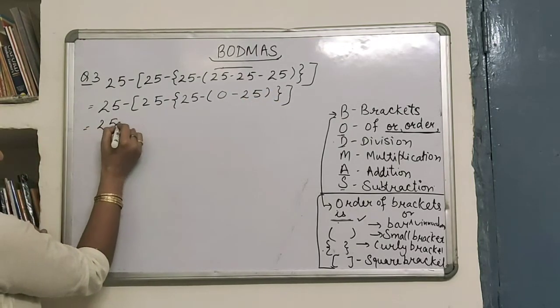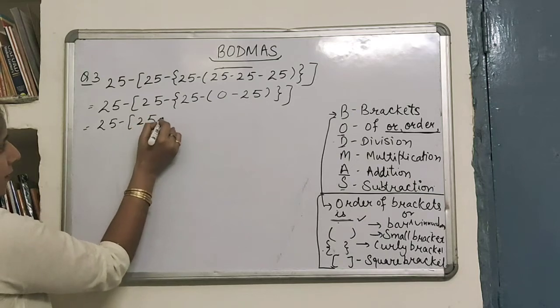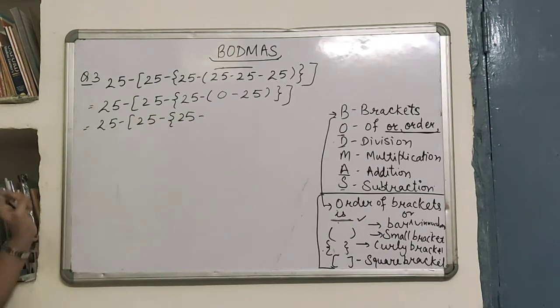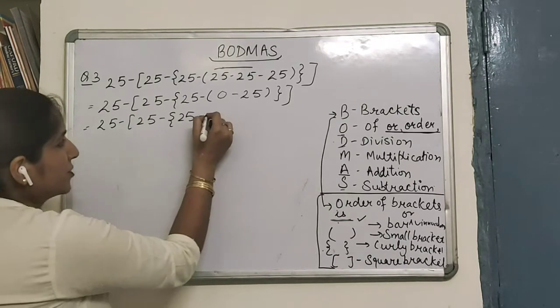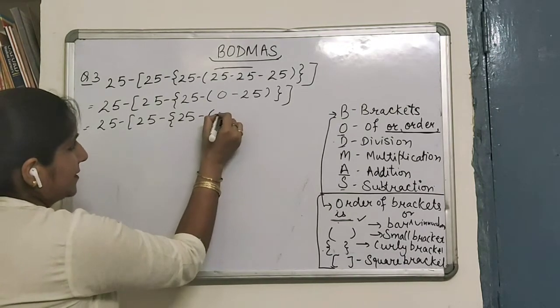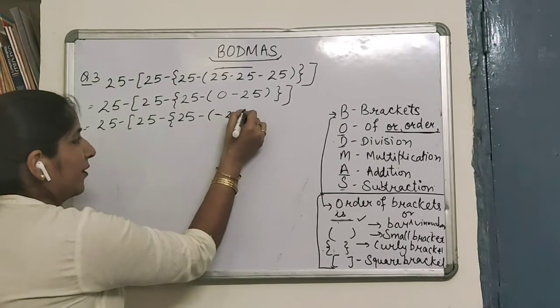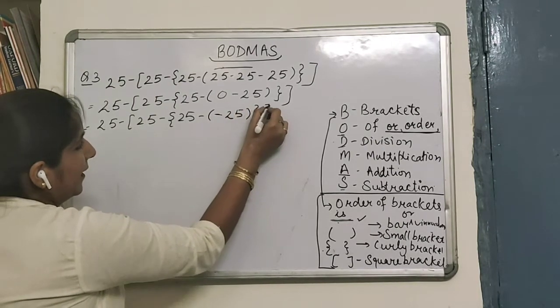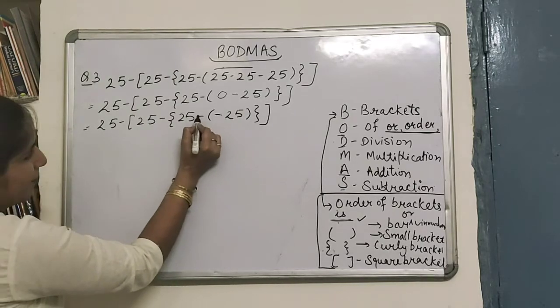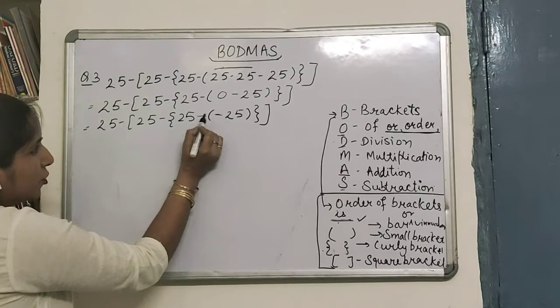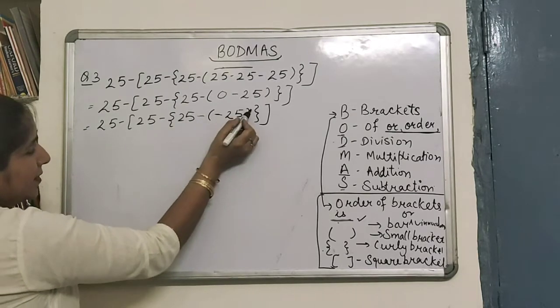Now next step. Now time to solve the small bracket. What is written in the small bracket? 0 minus 25. So first of all, I am just keeping the bracket as it is and just solving 0 minus 25. It will become minus 25. I am not directly writing it to make you understand, because minus is outside the small bracket and it is also with the 25. So 2 minus are here and here is bracket.